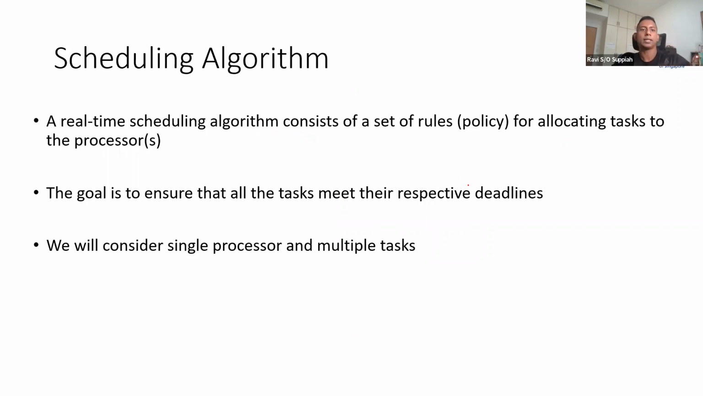Now, in terms of scheduling algorithms, what we want is to come up with a policy of allocating priorities to the various tasks. The main objective you want to fulfill is that all the tasks must meet their respective deadlines. That is the whole idea of such a system: you want to be able to meet your deadline.